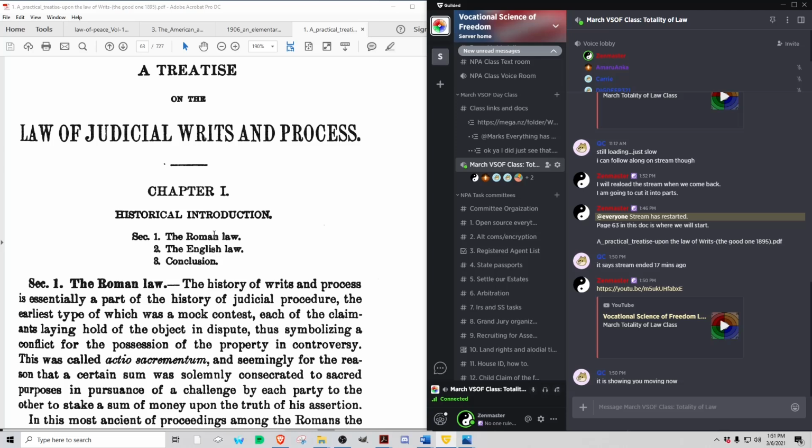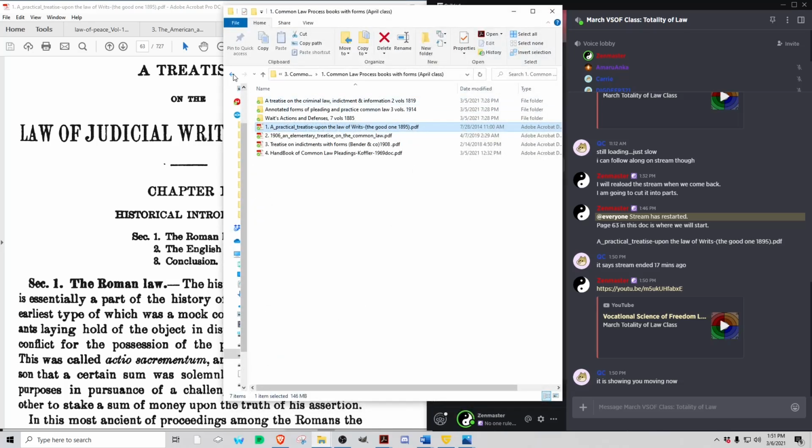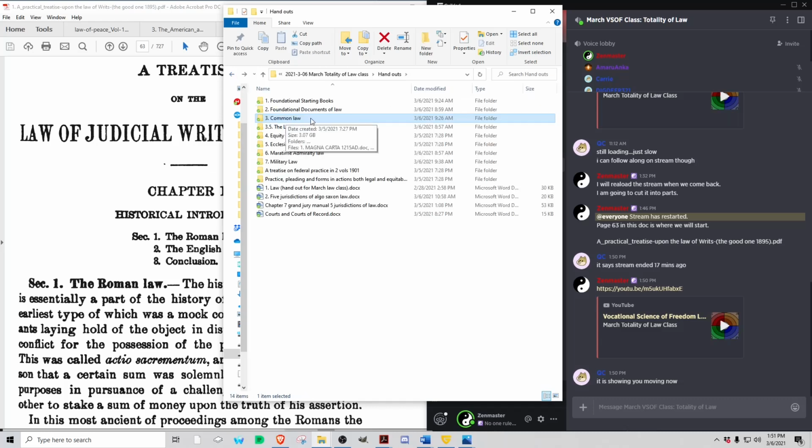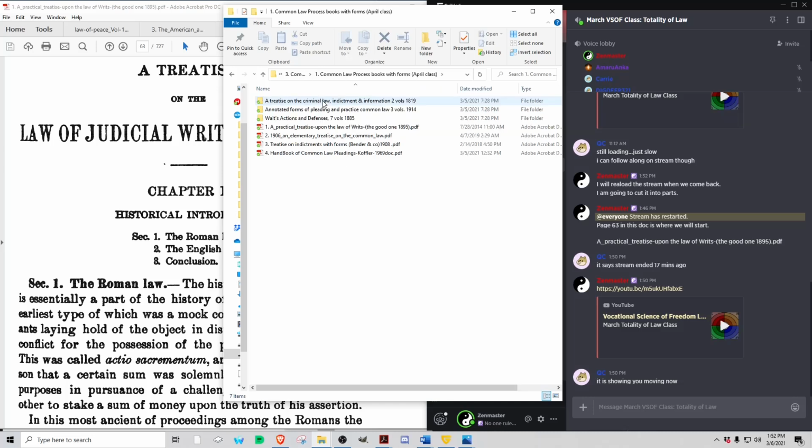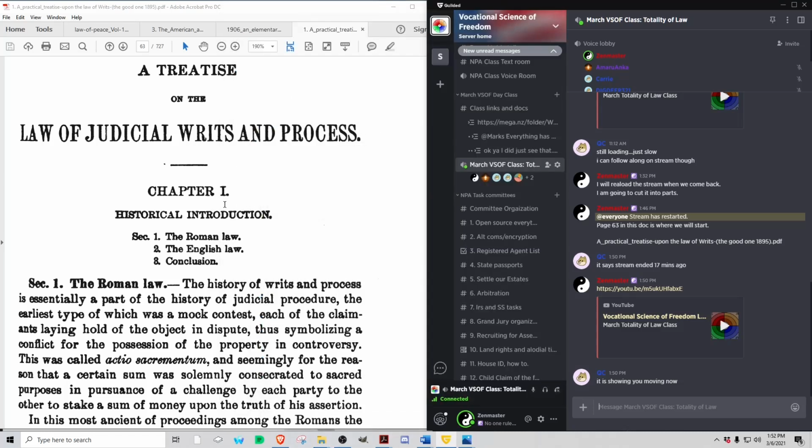And in a treatise on the law of judicial writs and process is one of the handouts in the mega links, and you find it by going to the common law, double-clicking on that, and then you'll go into common law process books with forms in April class. And then you'll go to a practical treatise upon the law of writs, 1895. So that's how you track that down and open it up.